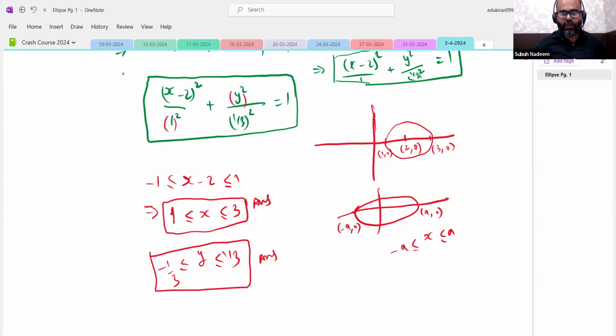Y is from b to minus b, right? Here it is (0, b), here it is (0, minus b). So y is between b and minus b.